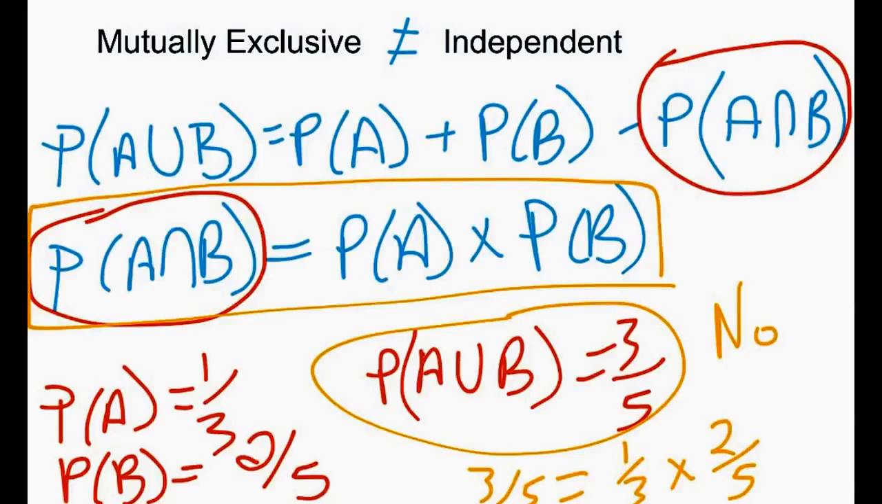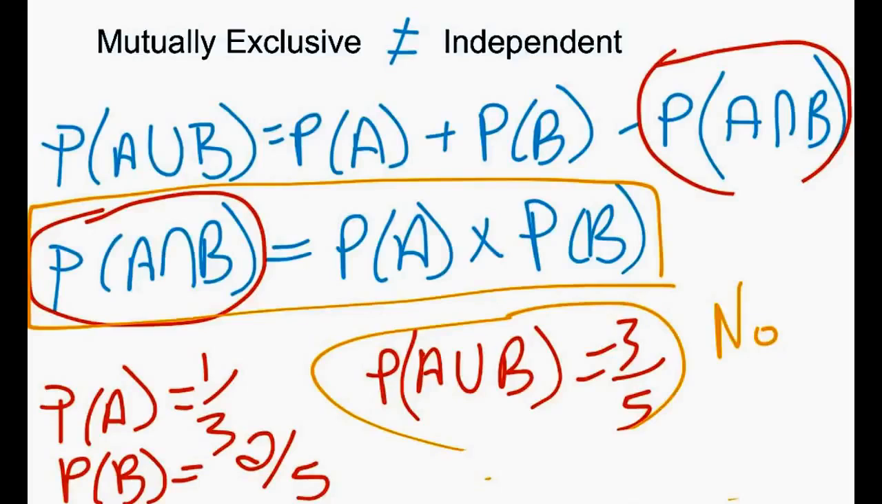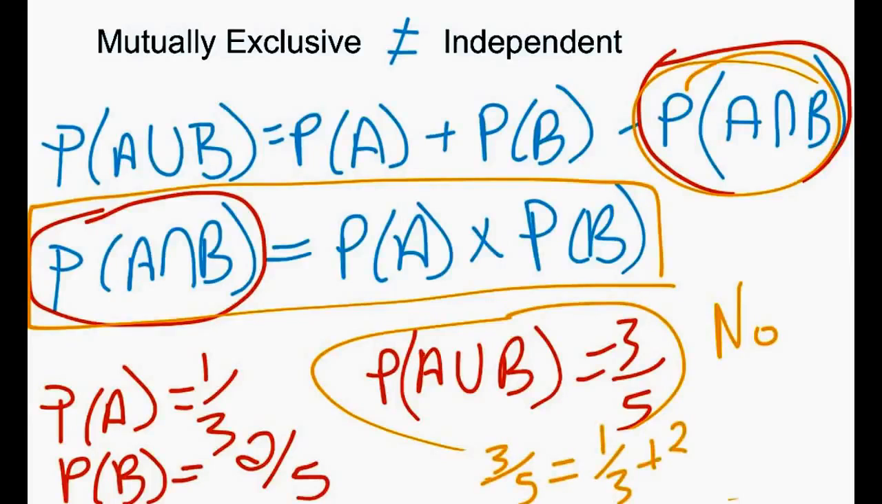3/5 is not 2/15. Oh sorry, I messed this up, ignore that. Let's go back to the first formula. If they're independent, we know the second part is true. So what we have to do is figure out what that A and B is. We know that 3/5 equals 1/3 plus 2/5 minus the overlap.